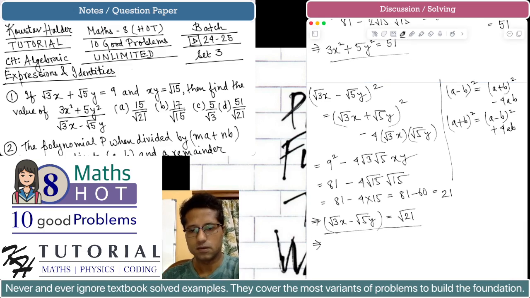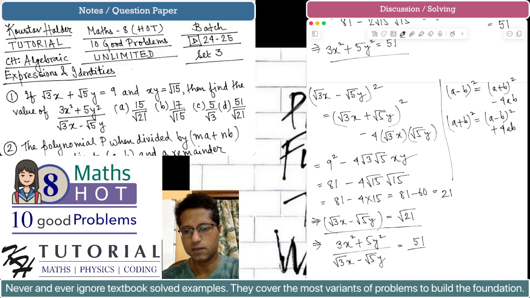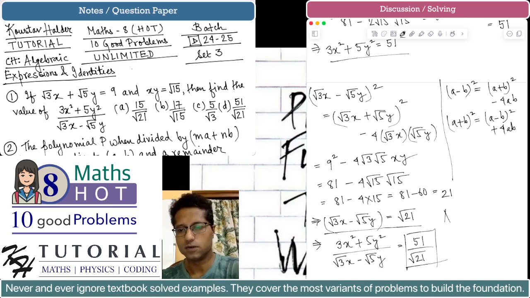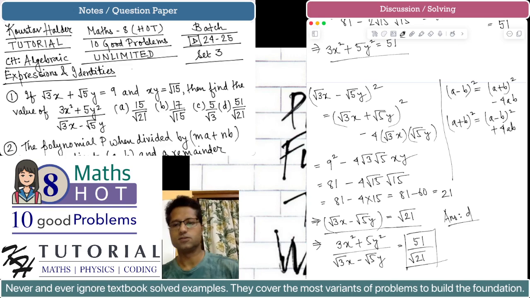So this implies 3x square plus 5y square divided by root 3x minus root 5y is equal to 51 by square root of 21, and hence the correct choice is D. So all these formulas, that is expressing a minus b whole square in terms of a plus b whole square and ab, and vice versa, you must be very familiar with.